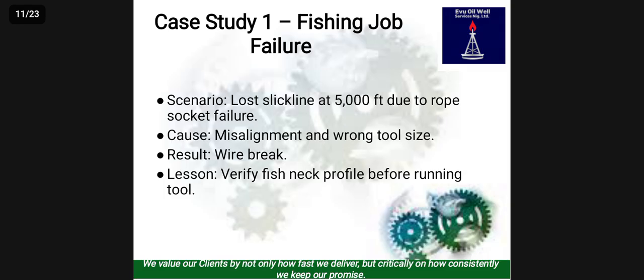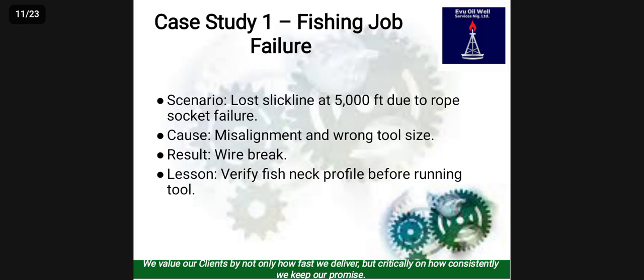Like I said before, we'll be considering some case studies to bring us to a very good limelight of the fishing operations. We'll talk about scenarios. So case study number 1, fishing job failure. What is the scenario? Slickline lost at 5,000 feet downhole.